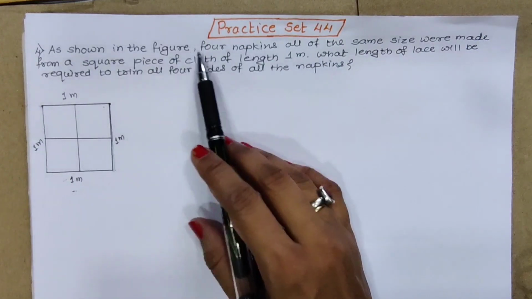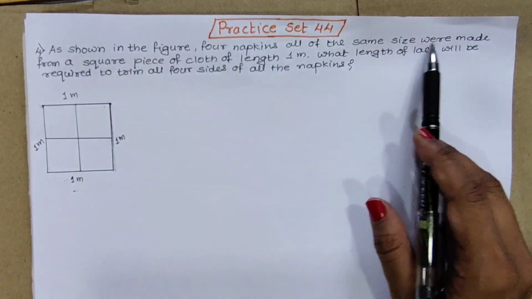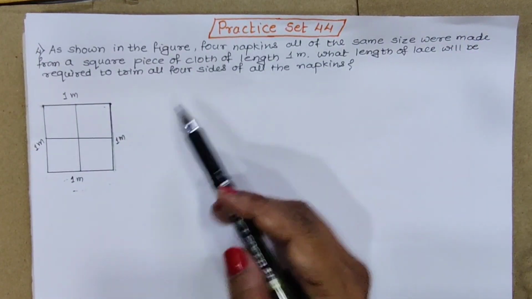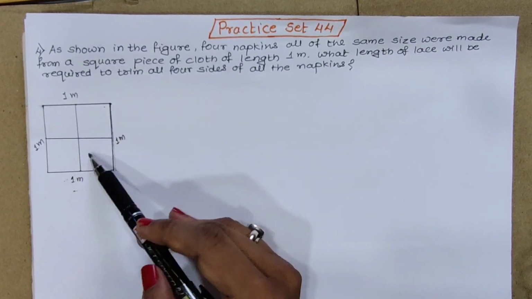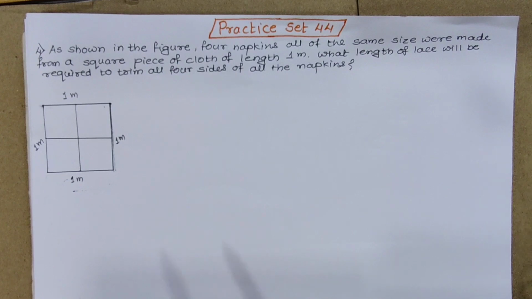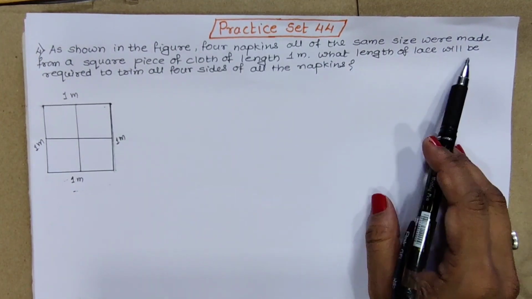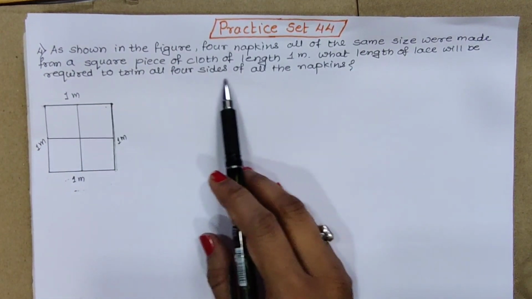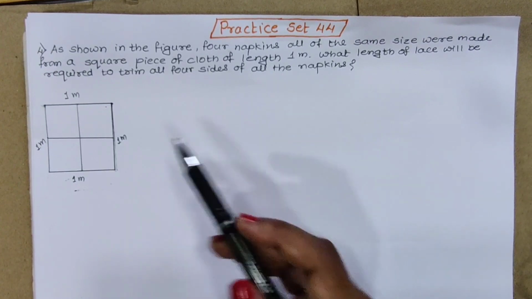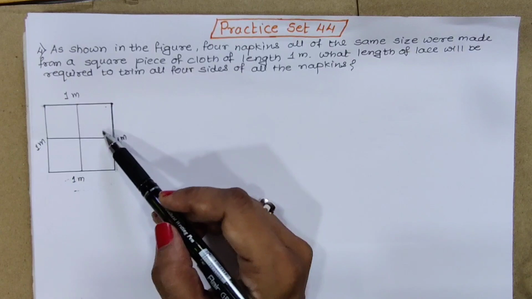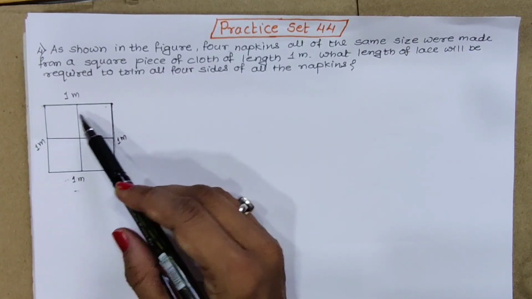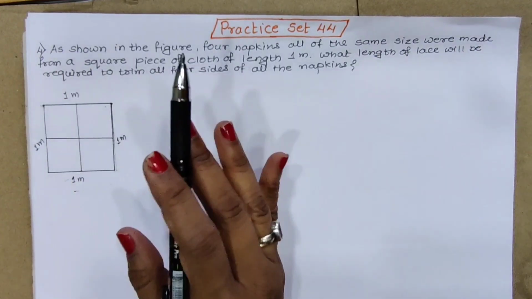And 4 napkins, all of the same size, were made from a square piece of cloth. From this square piece of cloth, 4 napkins are made. Okay, so what is the question? What length of lace will be required to trim all 4 sides of all the napkins? That means we have to find out the length of lace required to trim the 4 sides of the napkins.